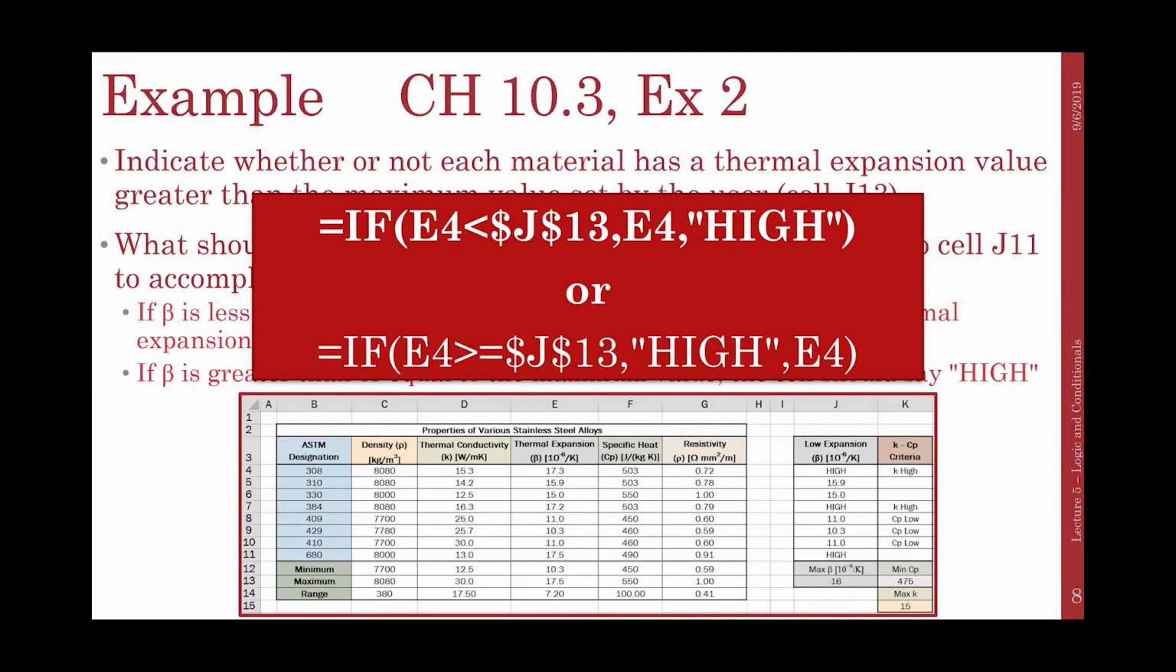Again, you can replace that logic by saying if E4 is greater than or equal to the maximum, display the word high, and if not, put in the value in the corresponding row. So lots of times there are two different ways to phrase your logic statement depending on how you look at what is true and what is false. These do the same thing, it's just how the test is occurring.